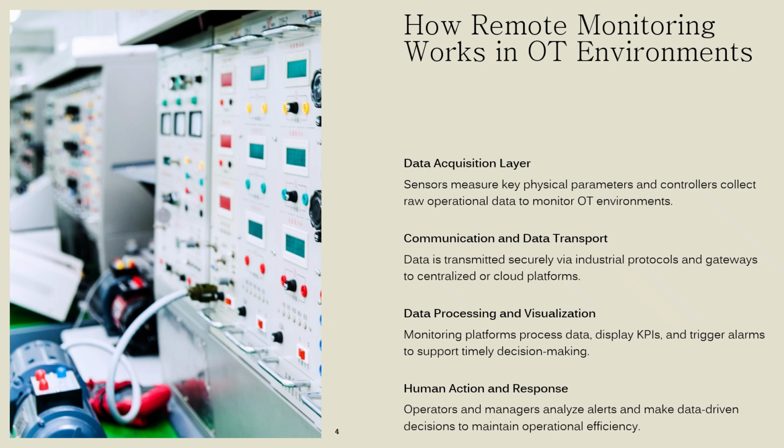higher level systems. In modern architecture, industrial gateways or edge devices aggregate data and securely transmit it over plant networks, wide area network, or the internet. This data may be sent to on-premise SCADA systems, data historians, or cloud-based IIoT platforms, depending on the architecture and business requirement. Once data reaches the monitoring platform, it is processed, stored, and visualized.